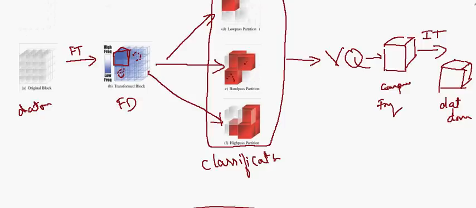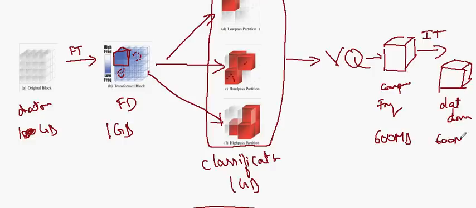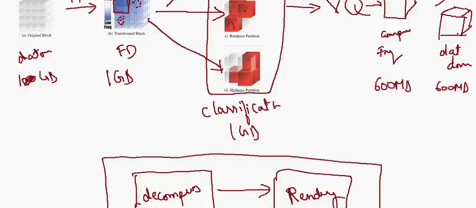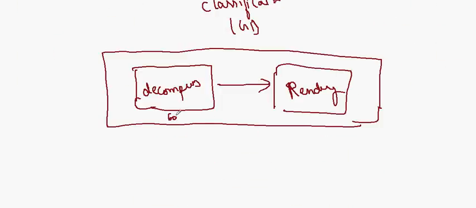So let's say I have data of 1 GB, then I transform it into the frequency domain. It is also 1 GB. This whole thing is 1 GB, and then after vector quantization, assume that I have 600 MB because it is compressed data. This data I will be using for rendering here. The 600 MB data is decompressed and used for rendering and displayed on the screen.